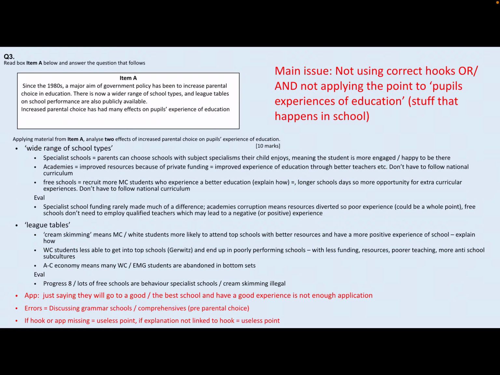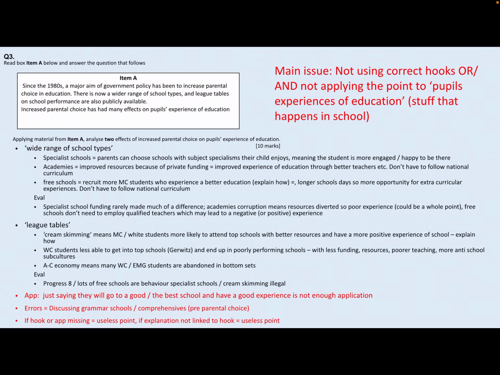Or you could have been more critical of free schools, the fact they take a lot of middle class students compared to free school meal students, who therefore might have a much better education, more positive culture around education, more positive pro-school subcultures. They have longer school days and more extracurricular experiences. And again, they also don't have to follow the national curriculum. So you might want to talk about how that would affect their experiences in school.